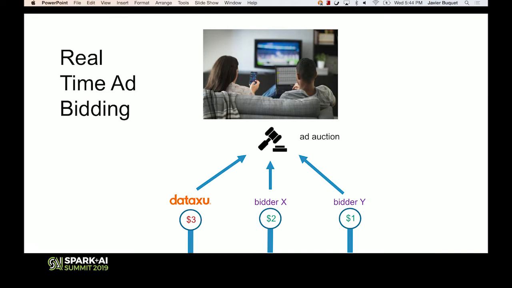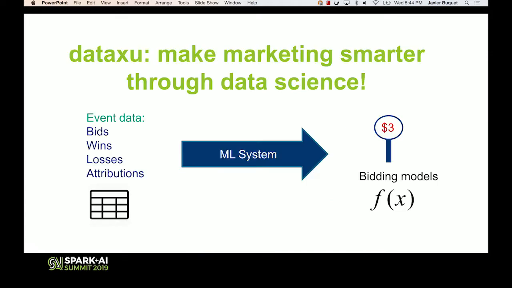We need to pick the right amount for the right user, showing the right ad at the right time, the right location, lots of parameters. And this is where ML fits in. Dataxu's mission is to make marketing smarter through data science, and I could talk a lot about the amazing features of Dataxu's platform which we're very proud of, and you should check them out. But today we're going to talk about the machine learning behind Dataxu, and in particular, the ML being applied to bidding models.